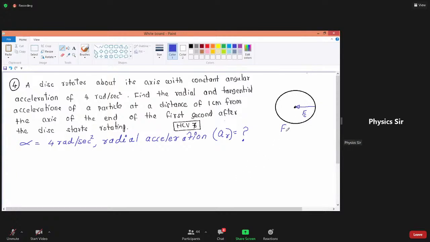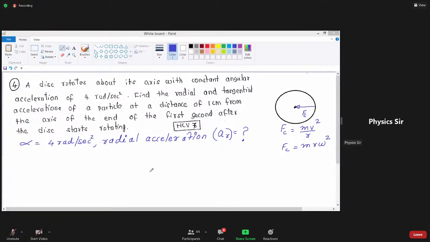What is the centripetal force? A centripetal force is mv square upon r, or it is m r omega square. बराबर है कि नहीं? You know this concept of centripetal force or not? If any body is moving in the circular path, a force which is directed towards the center of the circle, that is called a centripetal force. क्या तुम लोग को centripetal force मालूम है कि नहीं मालूम है?